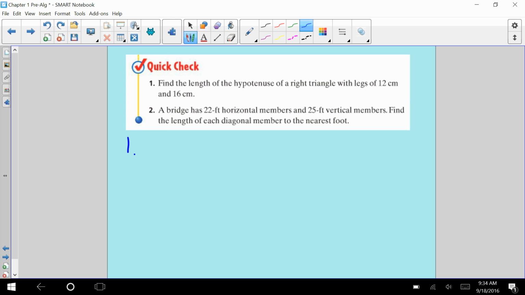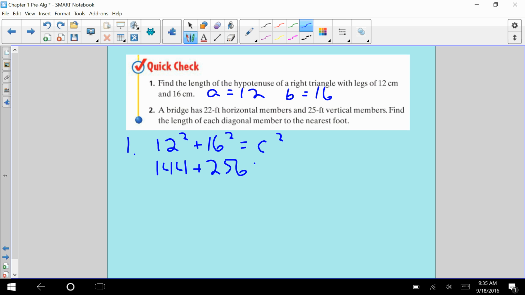Number 1, find the length of the hypotenuse of a right triangle with legs 12 and 16. We're going to say A equals 12 and B equals 16. So plug those in. 12 squared plus 16 squared equals c squared. 12 squared is 144. 16 squared is 256 equals c squared. 144 plus 256 is 400 equals c squared. Square root both sides. You will end up getting c equals 20 centimeters. Don't forget to label your answers.